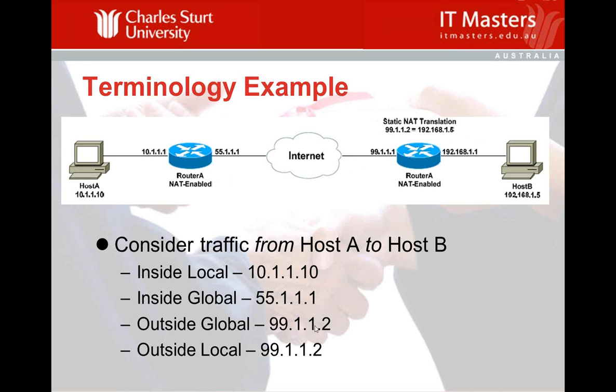So the outside global address from host A's perspective will be 99.1.1.2 because that's where I'm trying to get to. I'm trying to get to this host over here. That's its IP address. Similarly, the outside local is the same IP address. As we said before, it's generally the same.